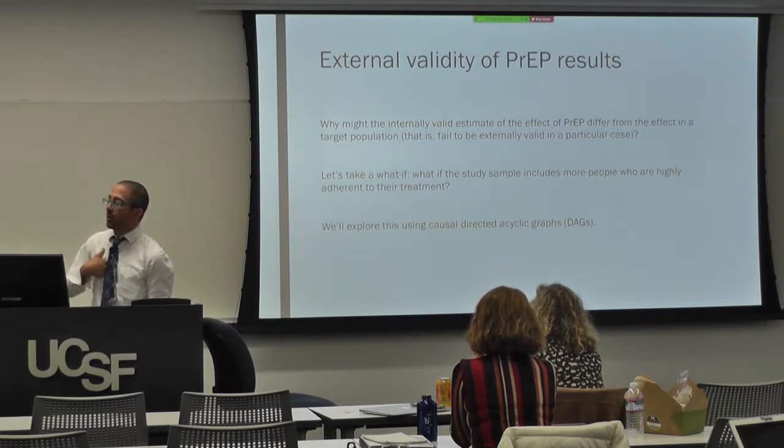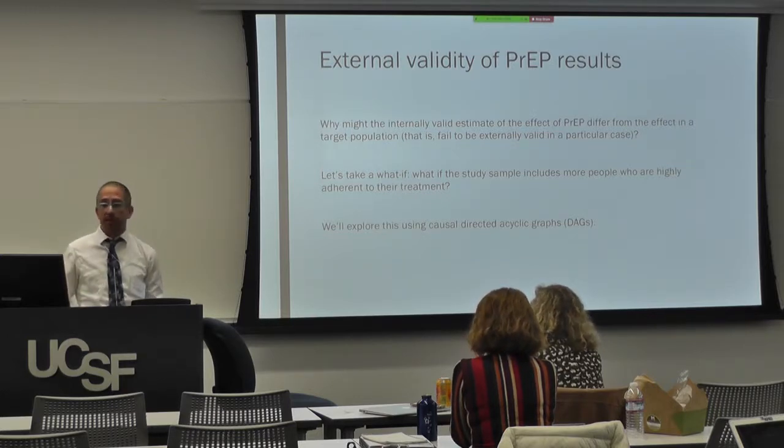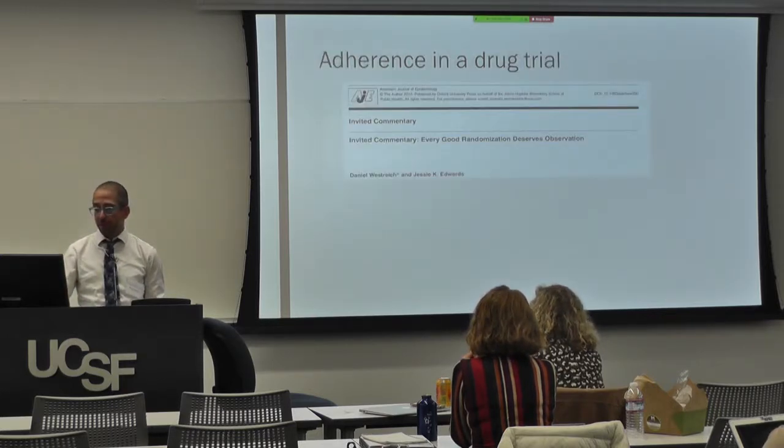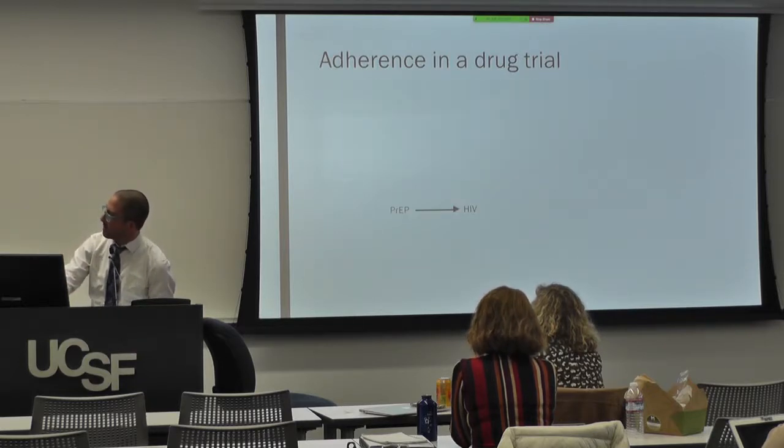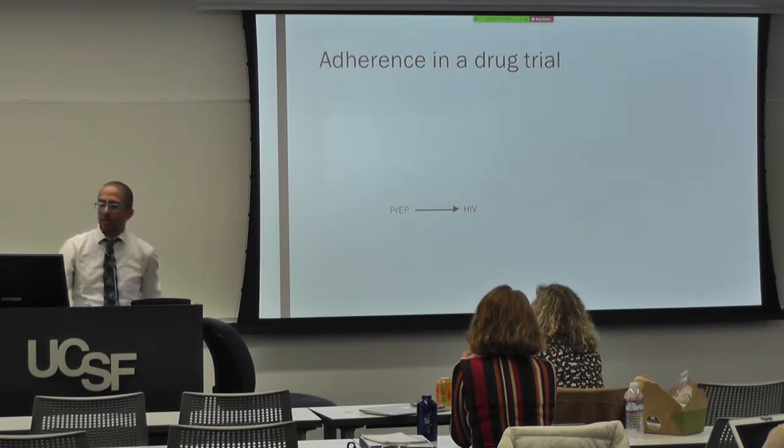What if the study sample includes more people who are highly adherent to their treatment? What does this look like? Let's look at it with some causal diagrams. This is work that was derived from a commentary I wrote on Pam's paper in AJE with Dr. Jesse Edwards of UNC. So we're interested in the effect of pre-exposure prophylaxis on HIV.